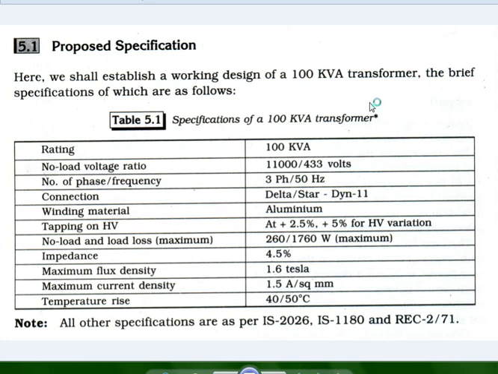I will give you the picture. Don't worry. These are scanned pictures of this book. I will upload them. Don't worry about that. So the frequency is 50 hertz. The phases are 3. The connection is delta star.